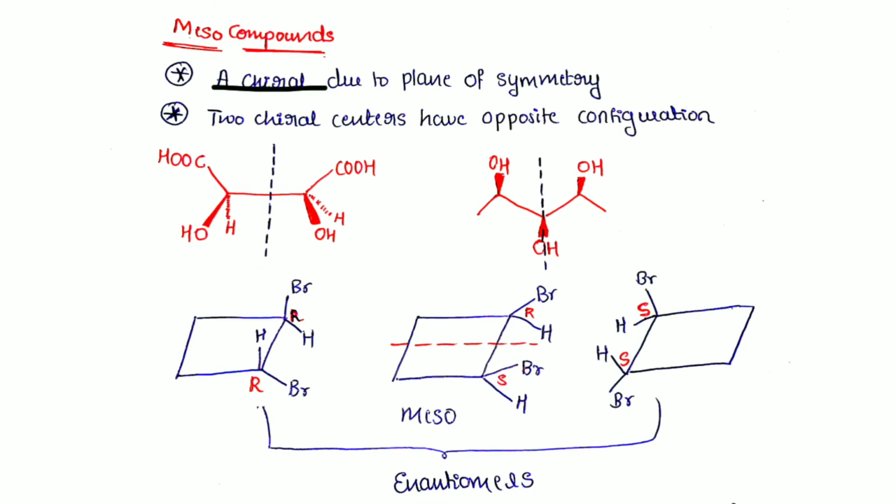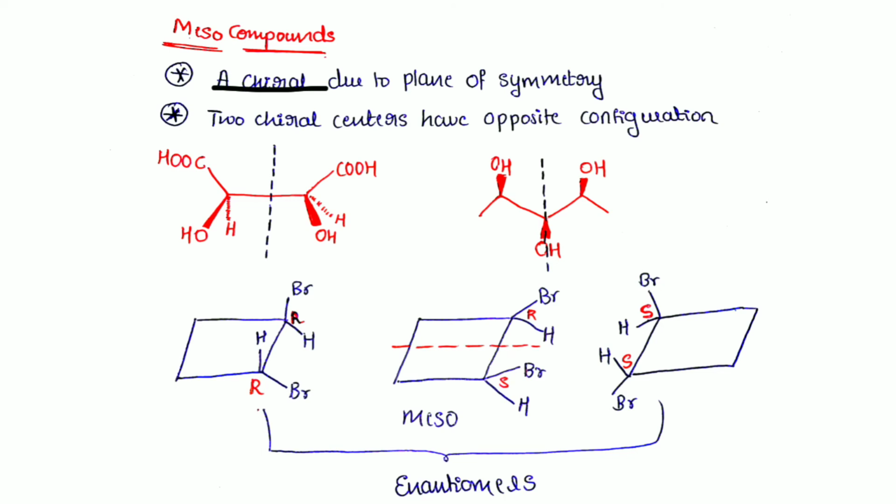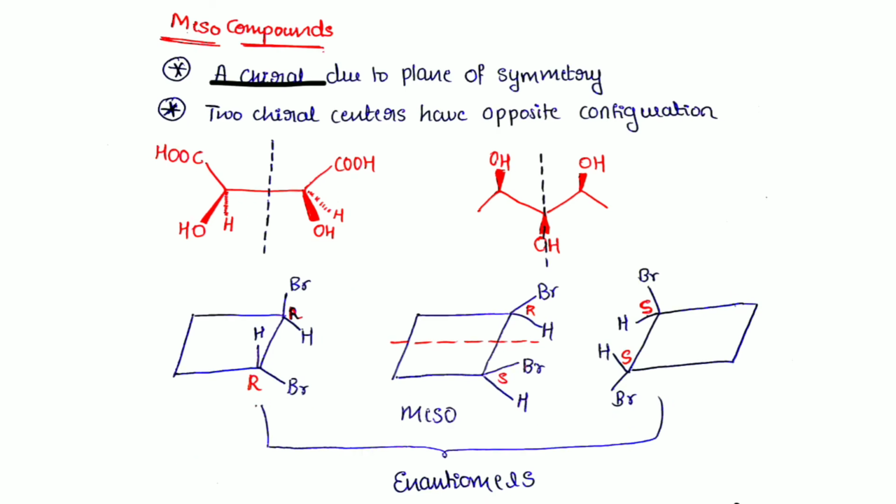Similarly, in this example, a plane can pass through the OH group. So this is a meso compound. In this case of a cyclobutane molecule, one bromine is on the upside and the other bromine is on the downside. If it is a mirror image of this one, we get a different configuration. Here we get an RR configuration and here we get an SS configuration. So these are enantiomers.